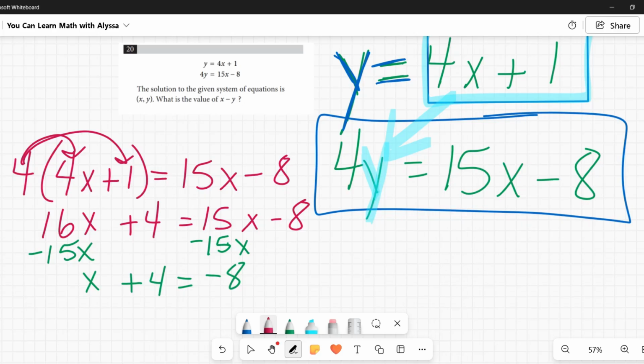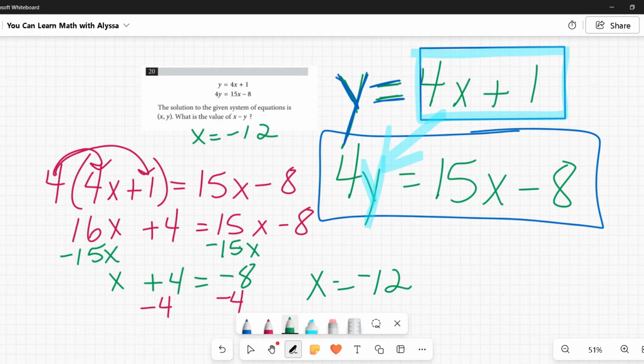Now to get rid of that plus 4 that's over there on the left side with the x, I'm going to do the opposite. I'm going to subtract 4 from both sides. So on the left, I just have x. And on the right, negative 8 minus 4 is negative 12. So I know x is equal to negative 12. So what is y?